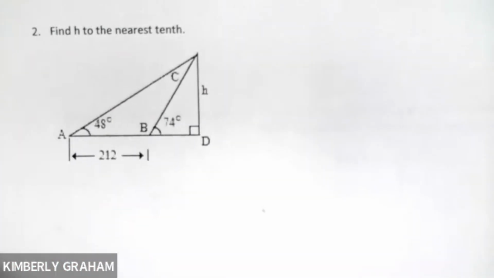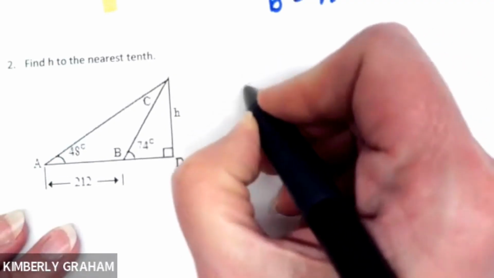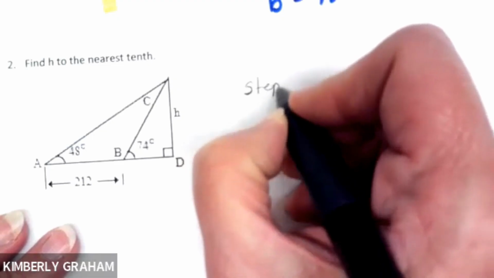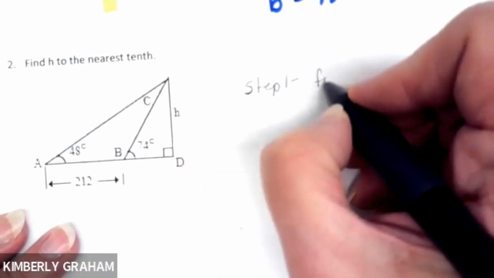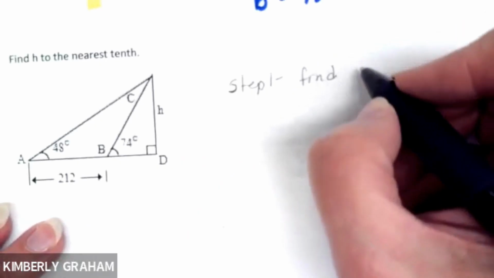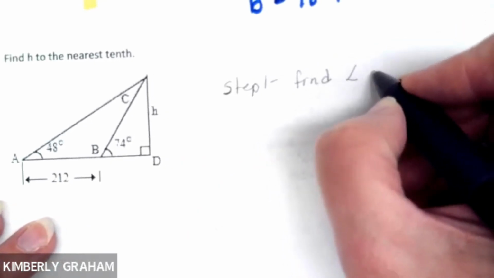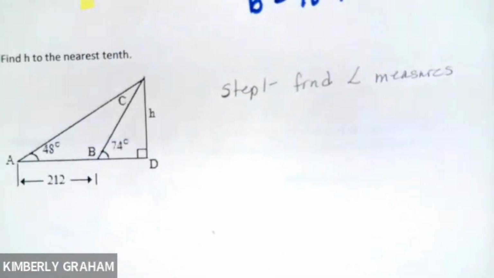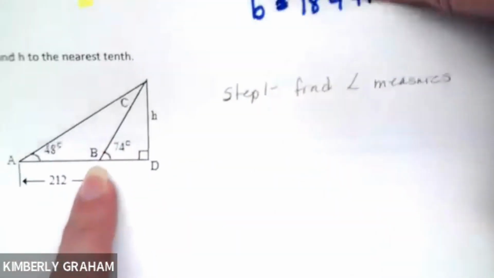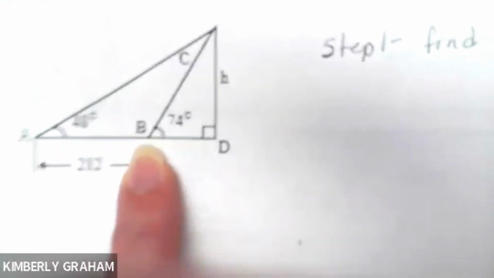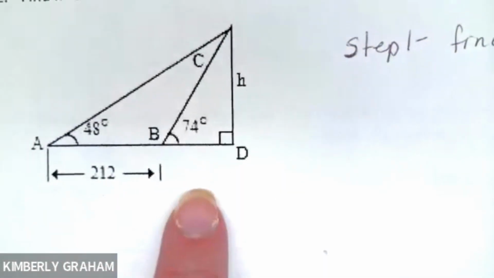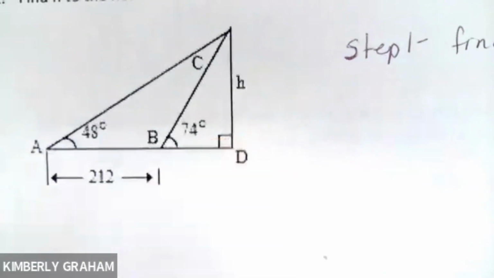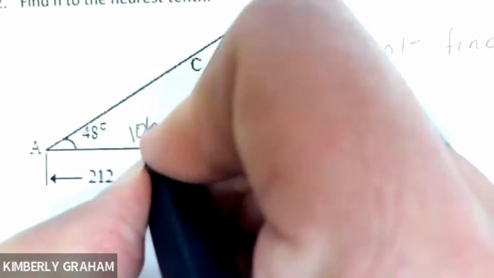Okay, problem 2, we're finding H to the nearest 10. My first step here, step 1, is to find all the missing angle measures that I can. You're going to do that based on the fact that angles of a triangle add up to be 180, or like these two angles down here form a straight line. So I know this angle is 180 minus 74. So this is 106.